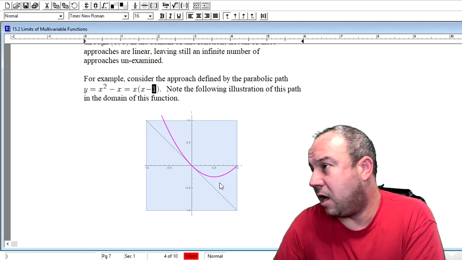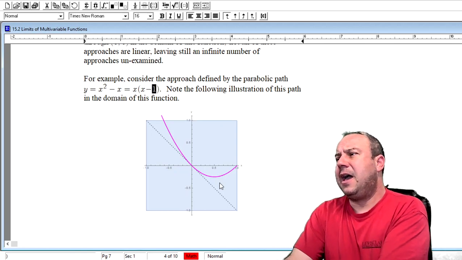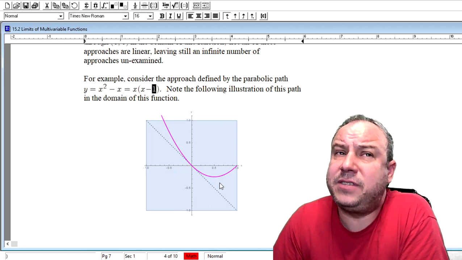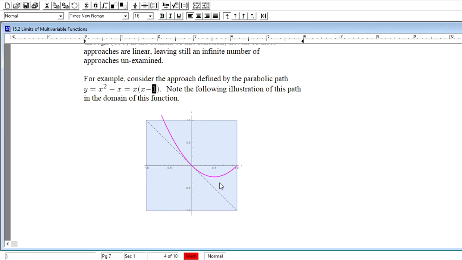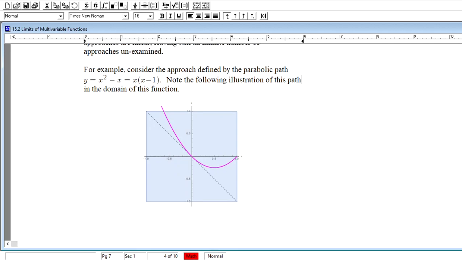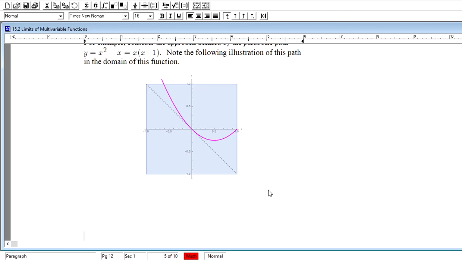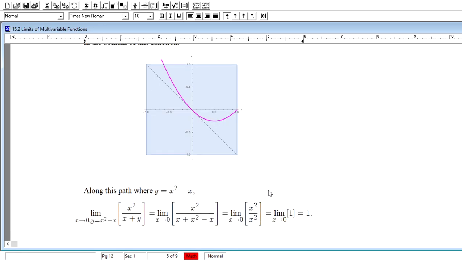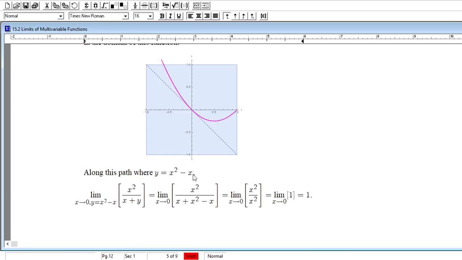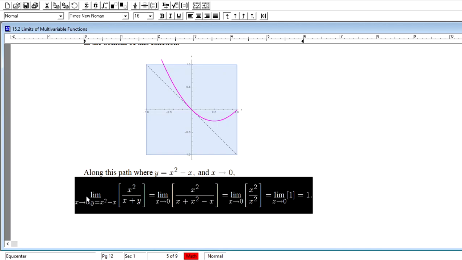This passes through our origin. How do you think the limit's going to behave if y behaves this way and x approaches 0 in value? All right. If we consider its behavior as a limit, where y is equal to x squared minus x, and let's add in there, again, and x approaches 0 in value, the limit we would prepare would be this limit seen here.